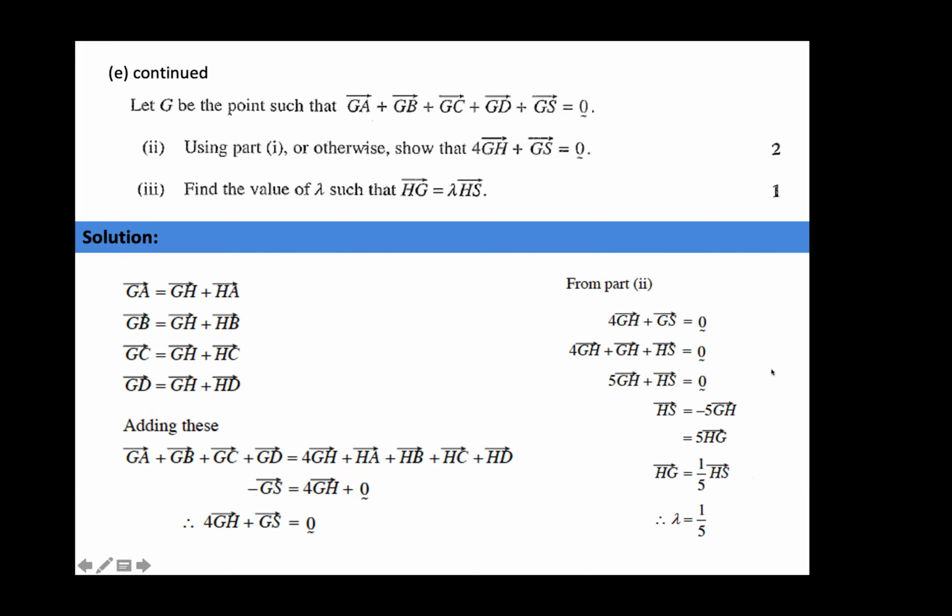For part 2, we know that 4GH plus 4GS is equal to 0, so 4GH plus GS is 0, and GS is GH plus HS, so we get 5GH plus HS equals 0, so HS is minus 5GH, which is 5HG, so HG is 1/5 HS, giving lambda 1/5.